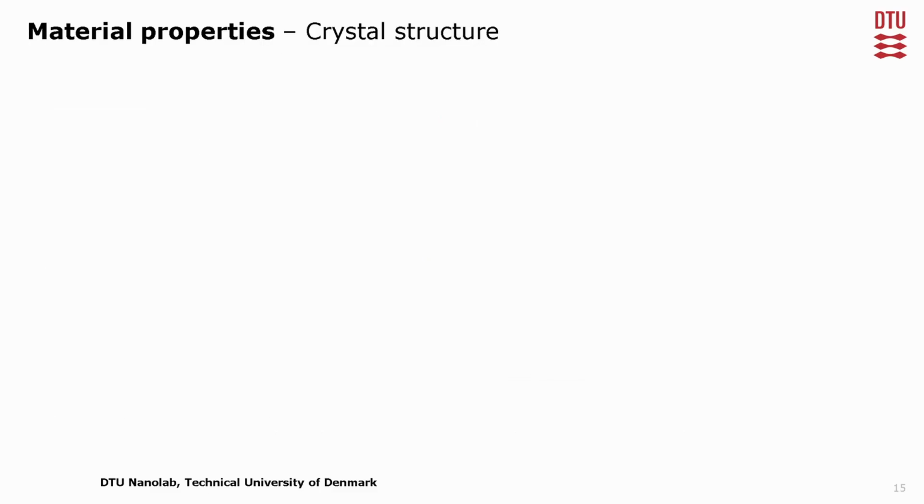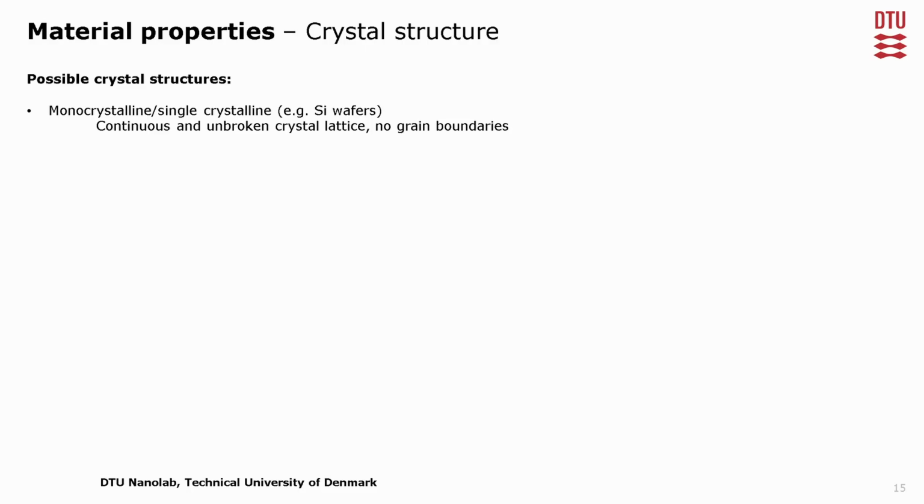The second material property is crystal structure. There are three types of crystal structures you may encounter. 1. Monocrystalline, single crystal like a silicon wafer, with perfect atomic order on a large scale. A thin film with such order is called epitaxial or highly textured. 2. Polycrystalline, a thin film with many small grains, each with perfect order but randomly mixed.